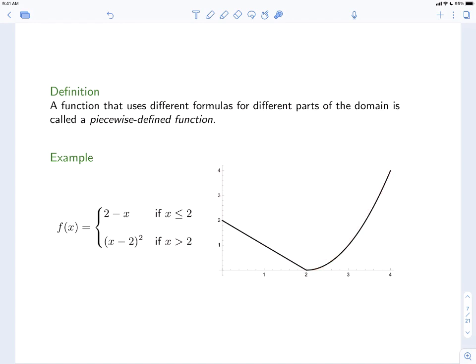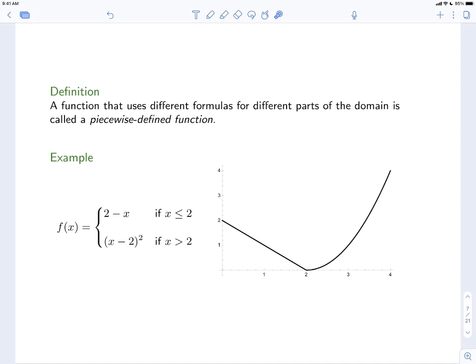So the way you use a piecewise defined function, you give me an input, which is x, and then I look, well, is x less than or equal to 2, or is it bigger than 2? So I look at the rules here. Which rule you use is determined by where the x is. So you look at your x and you ask, is it less than or equal to 2, or is it bigger than 2? If it's less than or equal to 2, you use the rule corresponding to that, 2 minus x. If x is bigger than 2, you use the rule corresponding to that, which is (x minus 2) squared. And that tells you which rule to use.